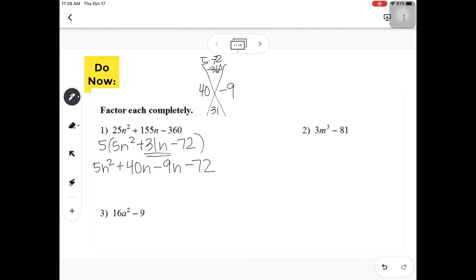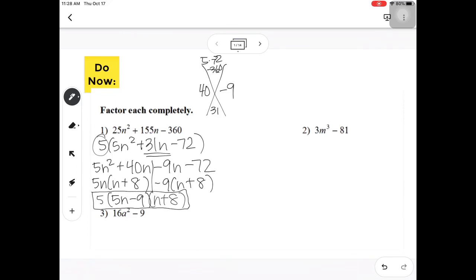Now we have forced this problem to be a factor by grouping problem. So if I cut it in half and factor, I can pull out a 5n, and I will be left with n plus 8. And I can factor out a negative 9, and I will also be left with n plus 8. So my answer is 5n minus 9, which comes from the 2 parts that you GCF factor, and n plus 8. And then we can't forget this 5, so I'm going to bring it back down and put it in front of my answer.